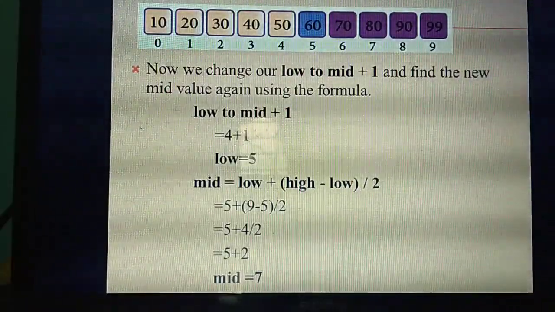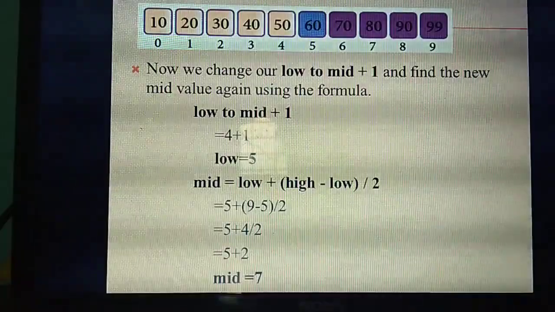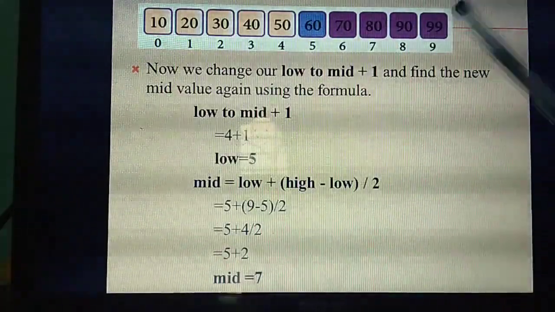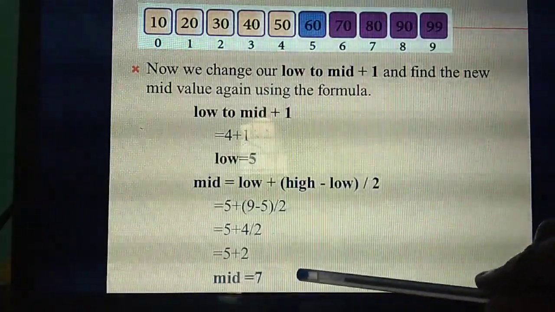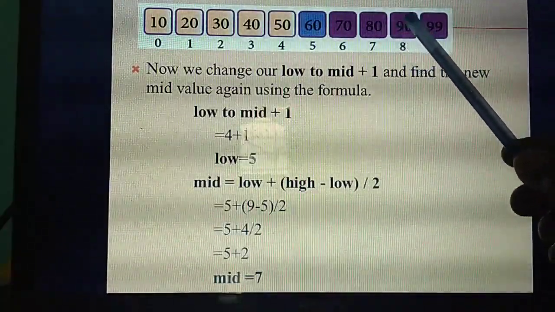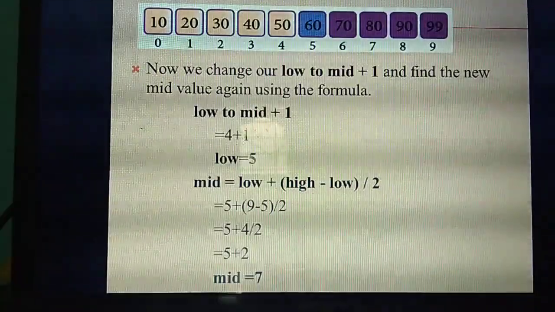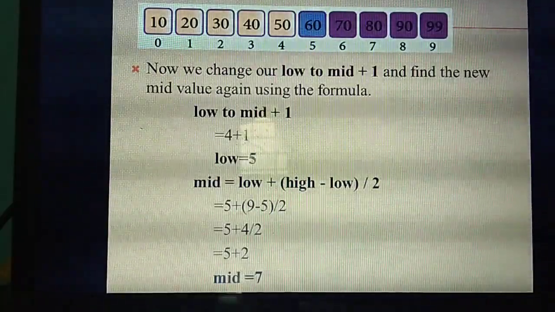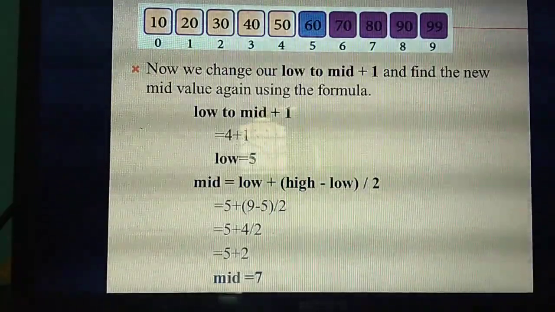These steps are not available in your book. Please note it down. Very, very important. Otherwise you will get confused. So now what's the mid value you are getting? 7. In the place of 7, what value is there? 80. So does this 80 match your search? No.